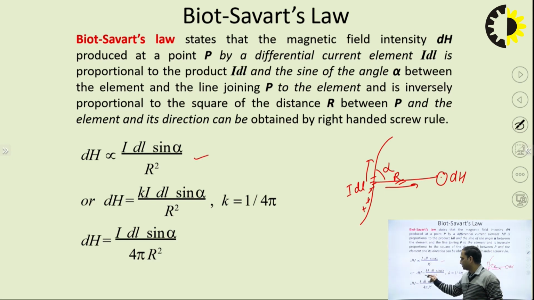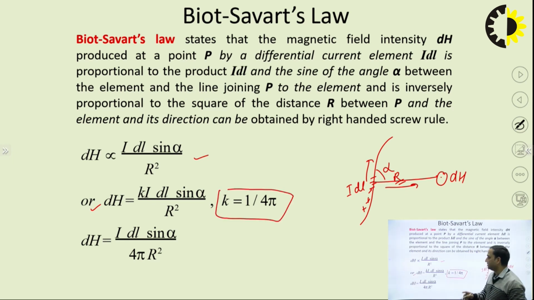So, here we can use the proportionality constant, that is K. So, DH is equal to K I dl sine alpha upon R square. K here is 1 upon 4 pi. In the case of Coulomb's law we have K as 1 upon 4 pi epsilon naught, but here we have 1 upon 4 pi. So, when you put this value here, DH will be I dl sine alpha upon 4 pi R square, right. So, this is the Biot-Savart's law.